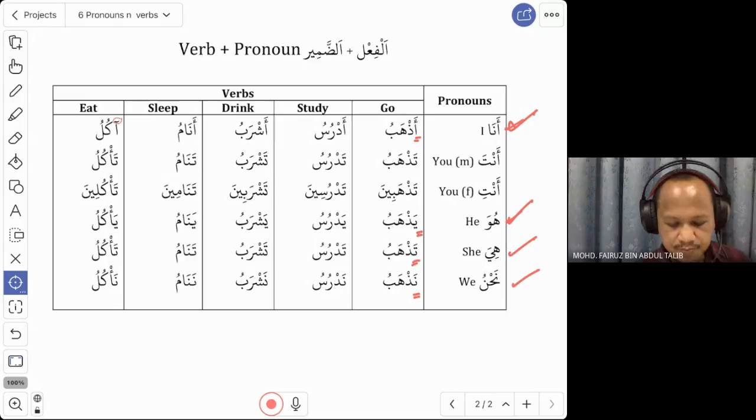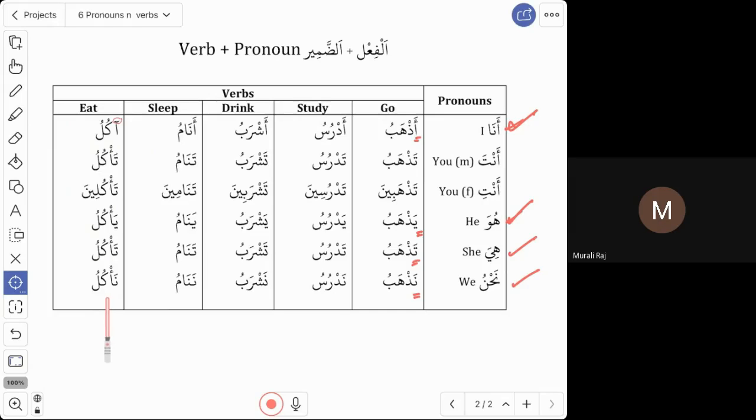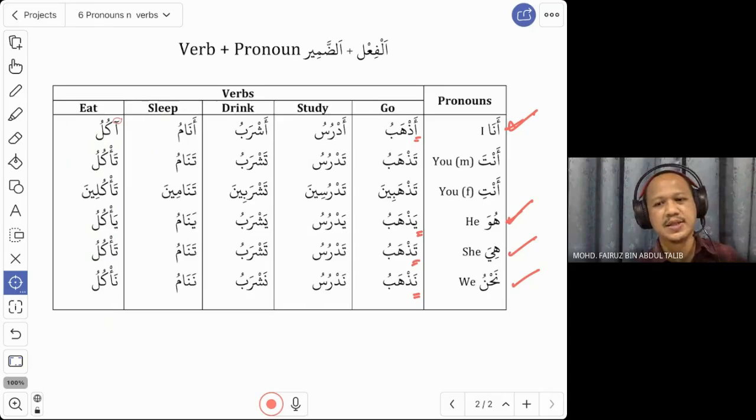And the last verb is akulu, just now. Akulu, yakulu, takulu. So now you change to na. Nakulu. Yes, good. So nakulu is we eat.